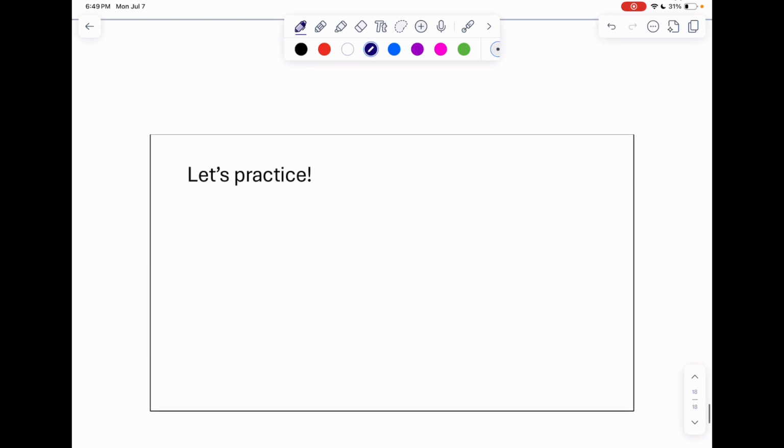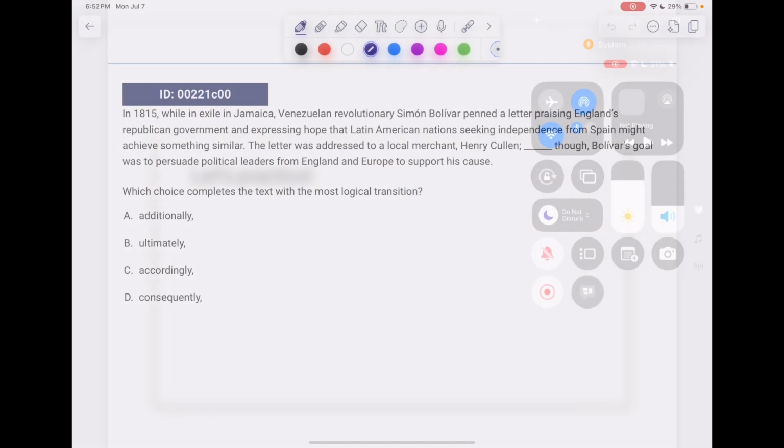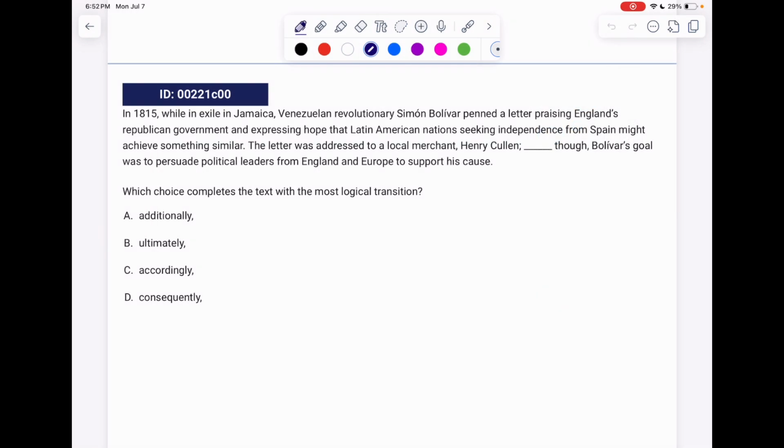Now make sure you get in a little practice. Okay, let's get some practice. Let's see what kind of transition word we want here. Let's see if we can anticipate what it should be.